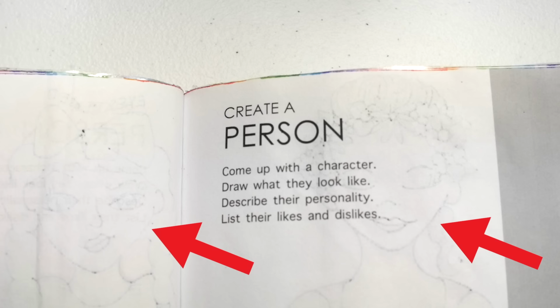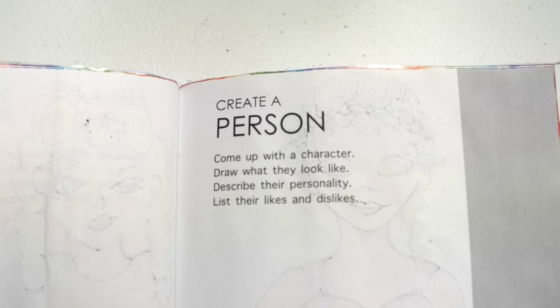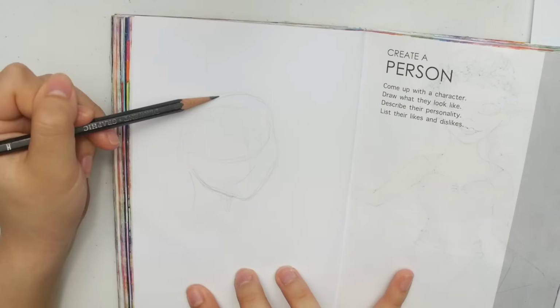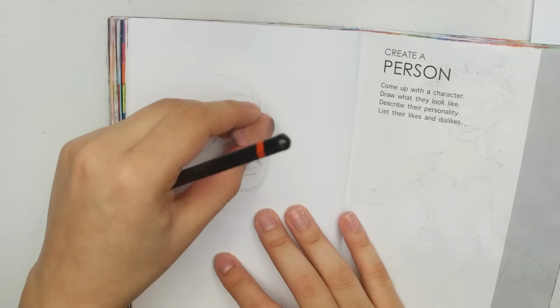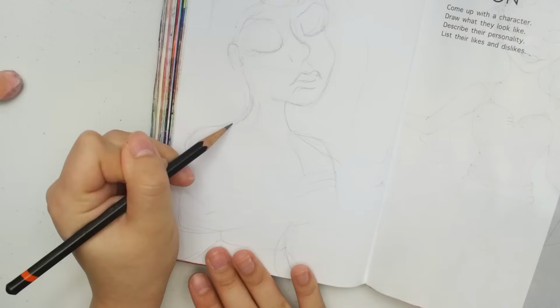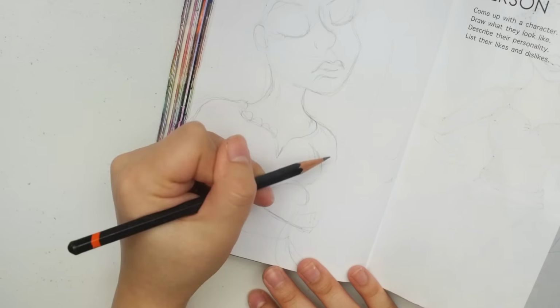As there are two faces already ghosting in the background, come up with a character, draw what they look like, describe their personality, list their likes and dislikes. Okay, so at first I wanted to come up with like this super sweet, nice person, possibly rainbow, but then I thought, nah, I'm just gonna make her a complete jerk instead.